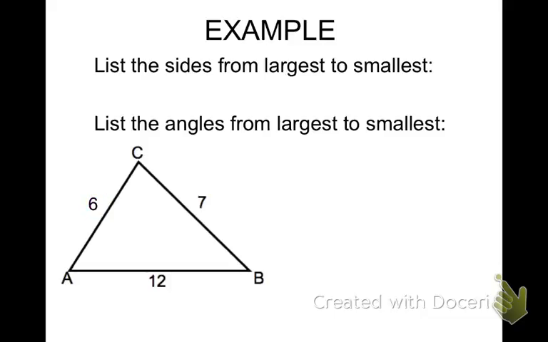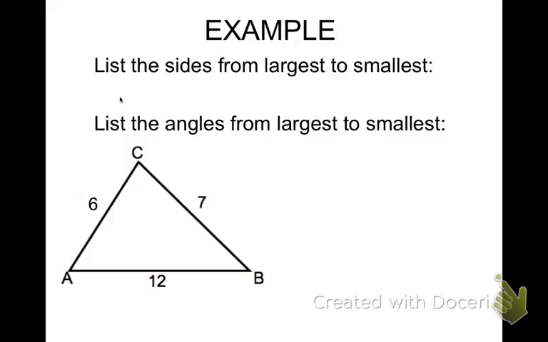So when we turned it into a 6, 6 plus 7 is 13. Is 13 greater than 12? Yes. If I do all the other combinations, 7 plus 12 is 19. Is 19 larger than 6? Yes. 6 plus 12 is 18. Is 18 larger than 7? Yes. So these are possible side lengths for a triangle. Okay, so that's how that works.